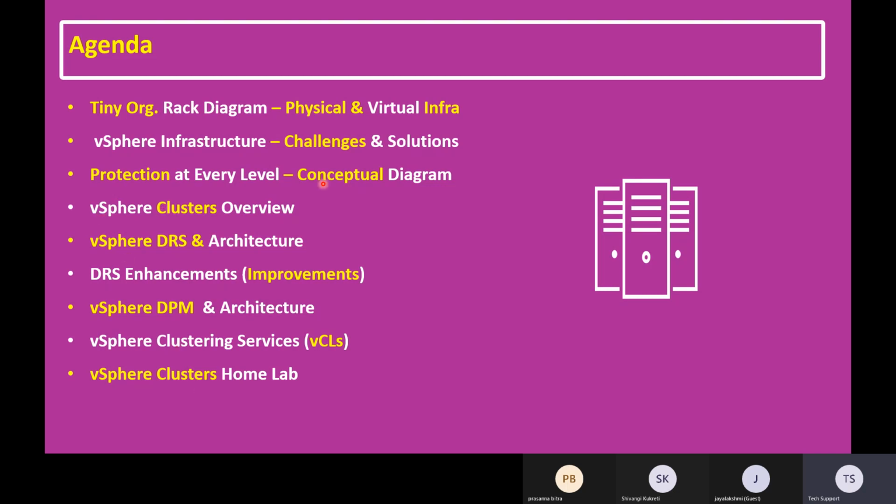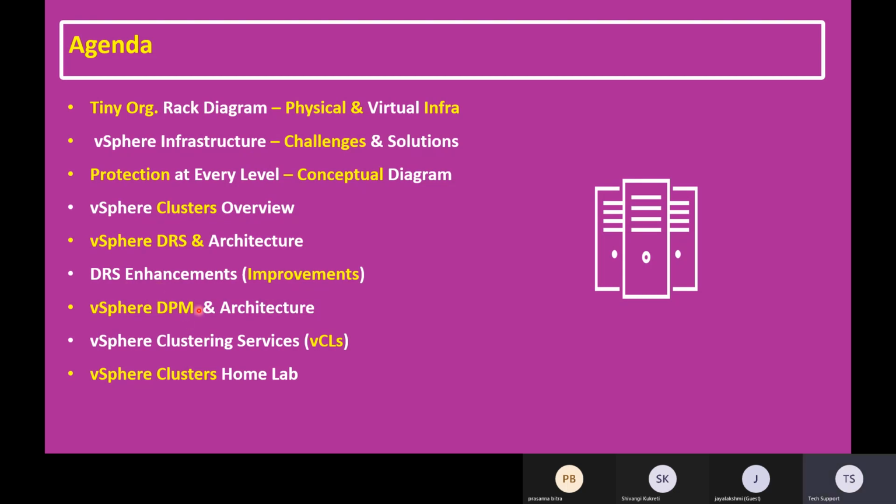Once we are familiar with the real-time scenario, it's easy to dive into the vSphere clusters overview, the vSphere DRS feature, DRS architecture and DRS enhancements. When we compare with previous DRS editions, until the vSphere 6 series, DRS usually did the load balancing technique. Even in vSphere 7, DRS has the same load balancing functionality, but there are some enhancements. We'll discuss those improvements today.